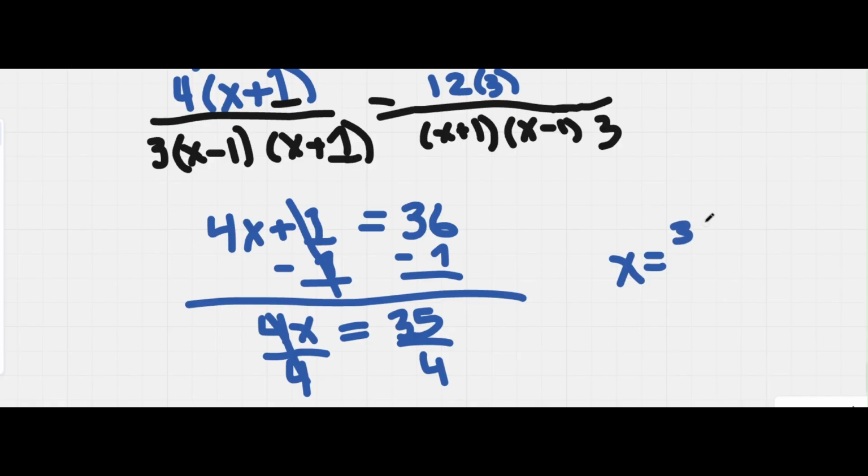We can leave it as an improper fraction, or we can turn it into a mixed fraction. 4 goes into 35, 4, 8, 12, 16, 20, 24, 28, 32. 4 goes into 35, 8 times. And then 8 times 4 is 32, and 35 minus 32 is 3. So as a mixed fraction it is 8 3/4.